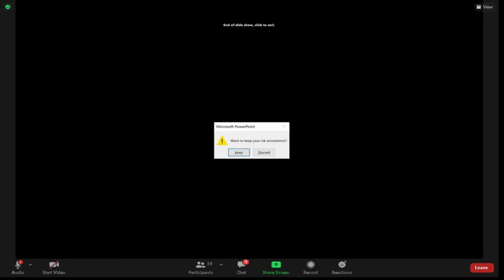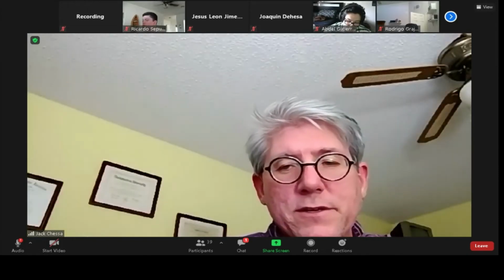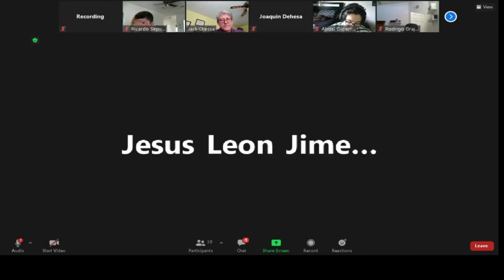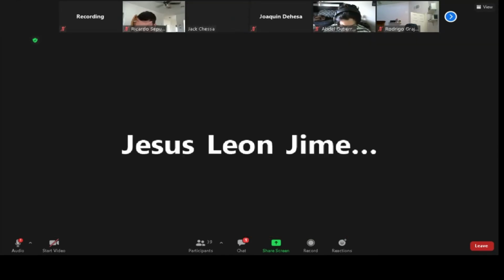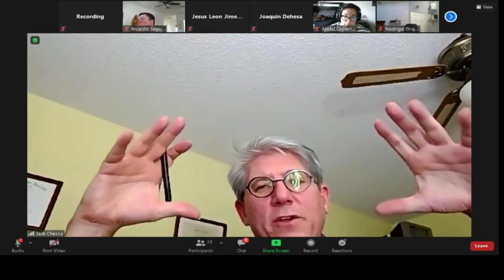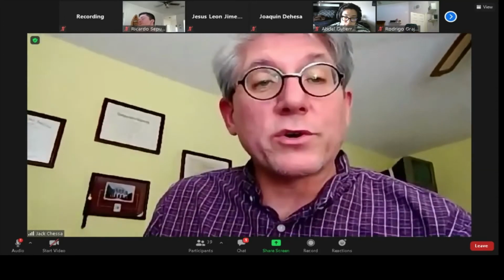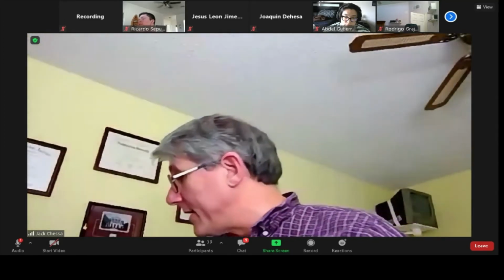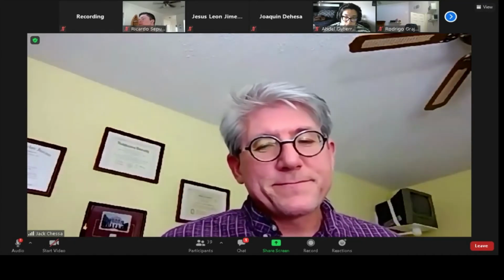So let's do an example. Let's close this out and stop sharing. Why a hollow shaft again? Remember from the past, it's the same I for bending, so putting the material out farther is always better. Whether it's making a bigger J for torsion or a bigger I for bending, that's what you want to do.